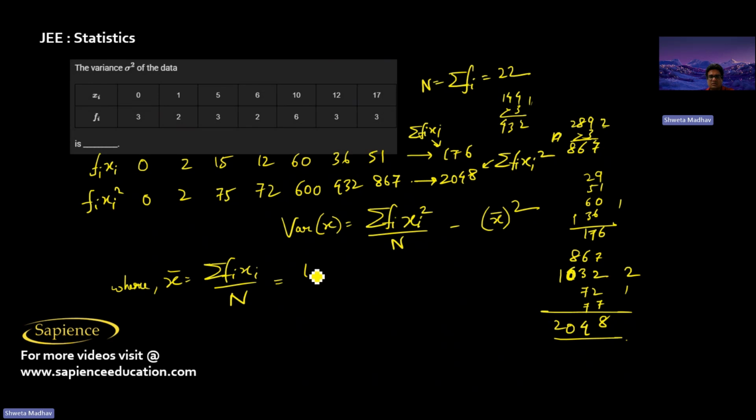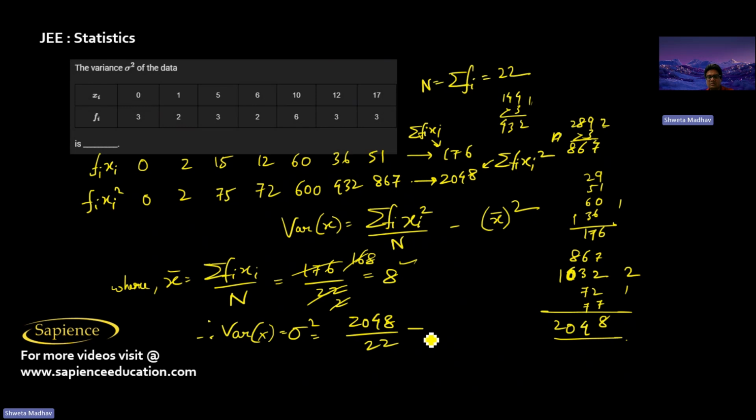So this will be 176 by 22. This will be 11 2s are 22, 11 8s are 88, so that is 8. So the mean value is 8. Therefore, the variance of x, which is sigma square, will be summation fi xi square by 22, 2048 by 22 minus 8 square. So this will cancel with 2, 2 11s are 22, 1024. So it will be 1024 by 11 minus 64.